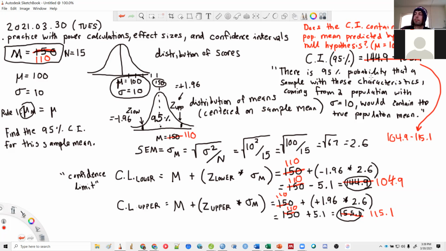That's right, it does not. So 104.9 to 115.1 does not include 100. 100 is more extreme or outside the 95% interval range.